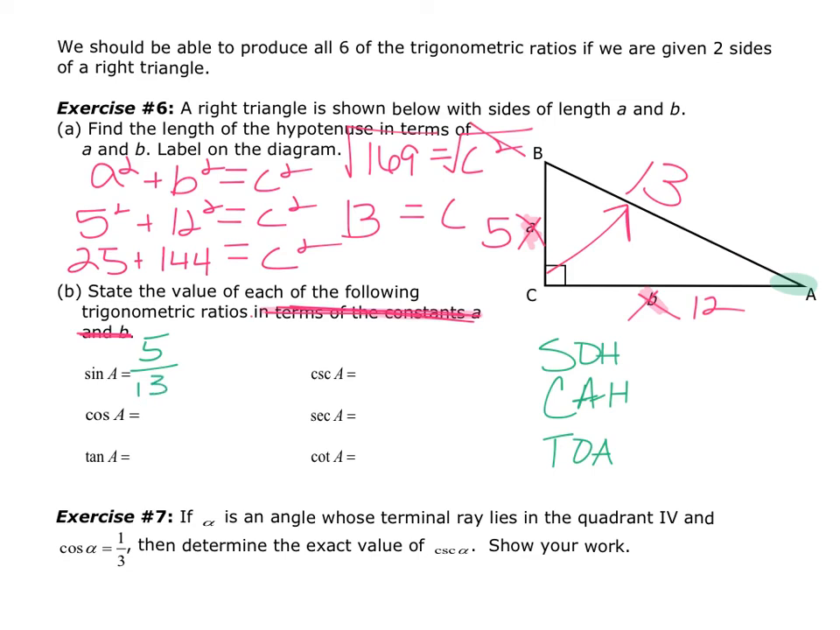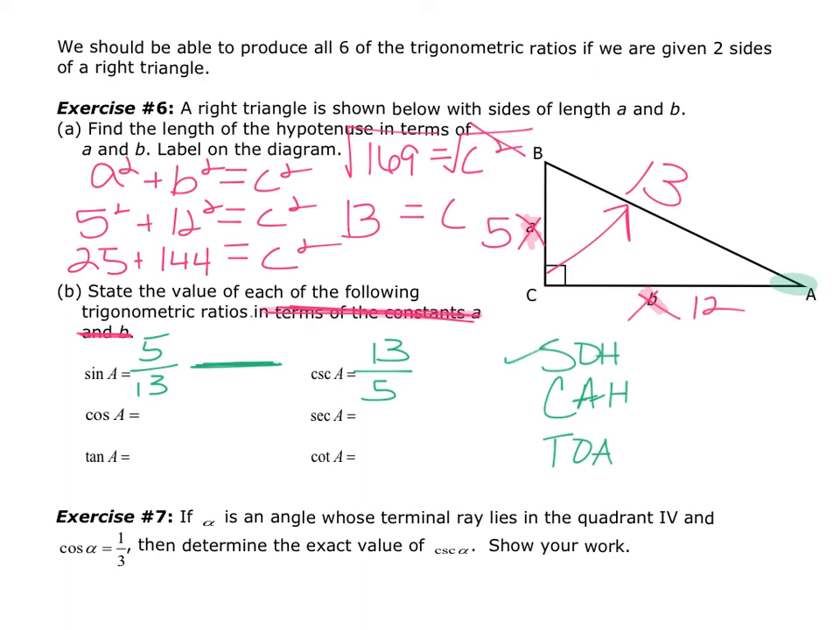What I like to do before I even try to do the cosine or the tangent is I like to do the reciprocal function right away because all I have to do is flip it upside down. And they do have them lined up nicely for you here. The cosecant of angle A would be the reciprocal of the sine of A. So it's 13 over 5. Bam, 2 are done already.